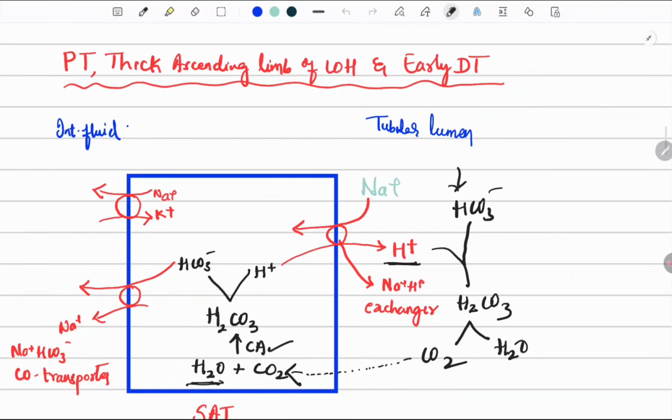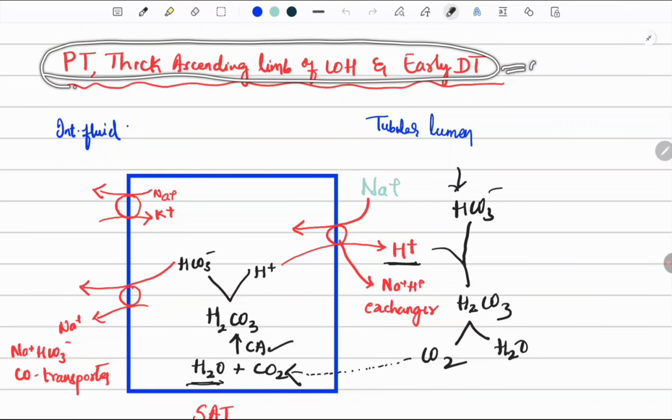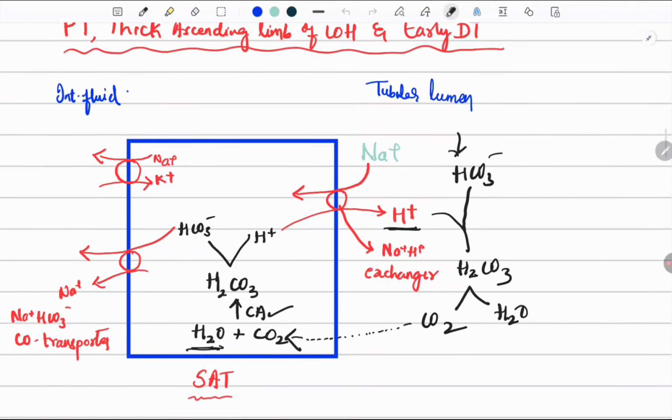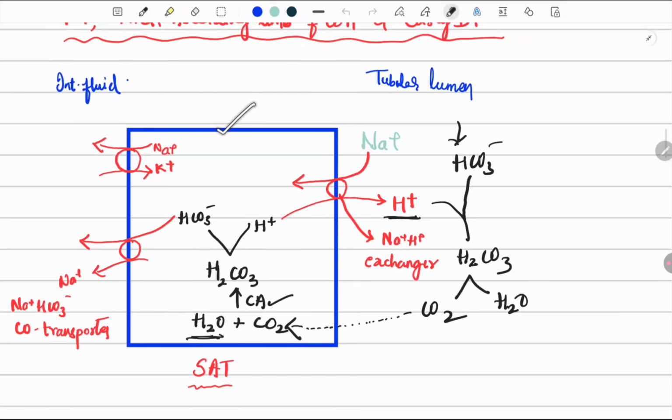Now let's understand how this secretion and reabsorption occurs in the proximal tubule, in the thick ascending limb of loop of Henle, and in the early part of the distal tubule. Why is it that I'm combining all these three? Because the mechanism of secretion of H plus in all these three parts is the same. So this is our tubular epithelial cell, this is our tubular lumen, this is our interstitial fluid.